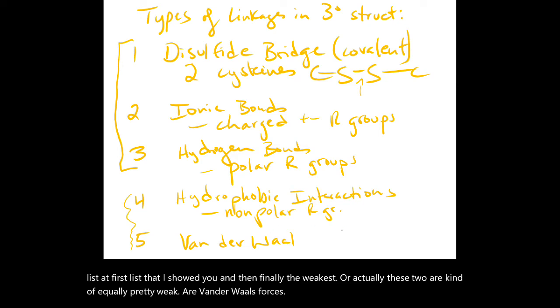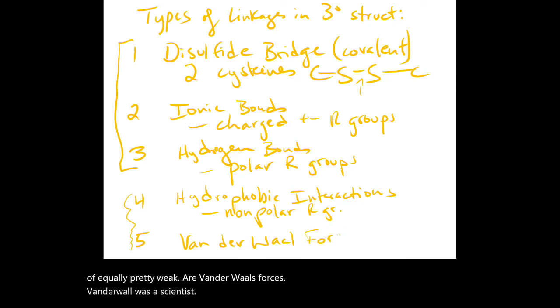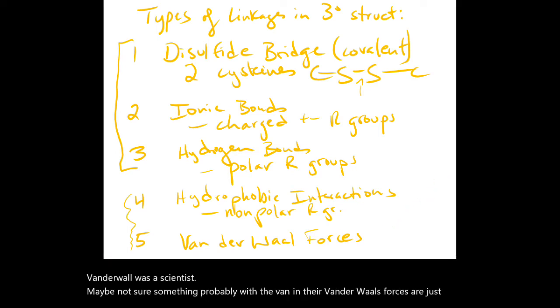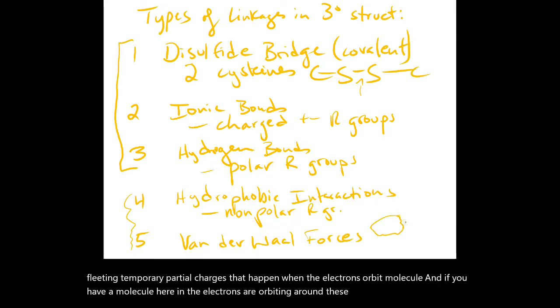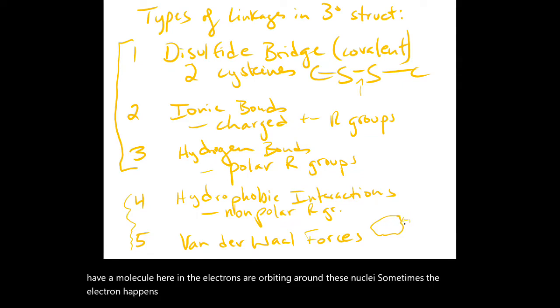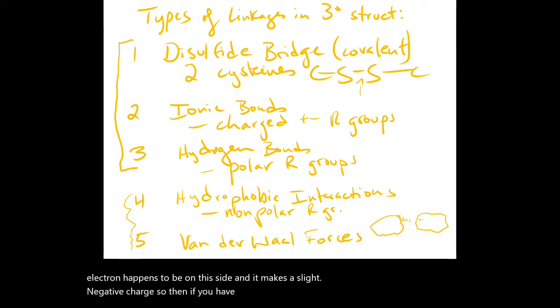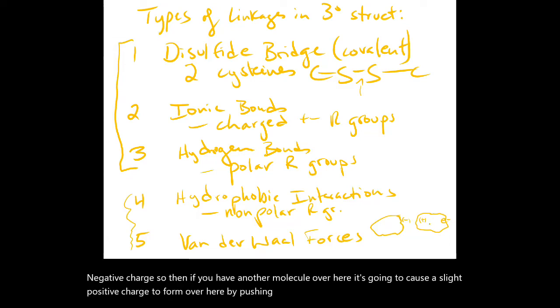Van der Waals was a scientist, maybe Dutch or something, probably with the van in there. Van der Waals forces are just sort of fleeting, temporary partial charges that happen when the electrons orbit a molecule. If you have a molecule here and the electrons are orbiting around these nuclei, sometimes the electron happens to be on this side and it makes a slight negative charge. So then if you have another molecule over here, it's going to cause a slight positive charge to form over here by pushing its electrons to the other side.